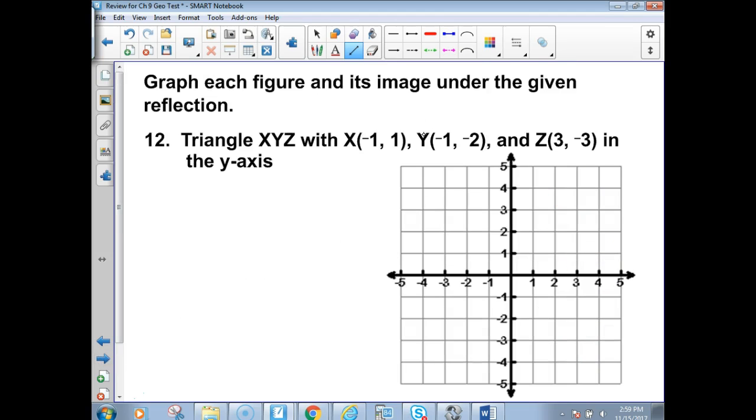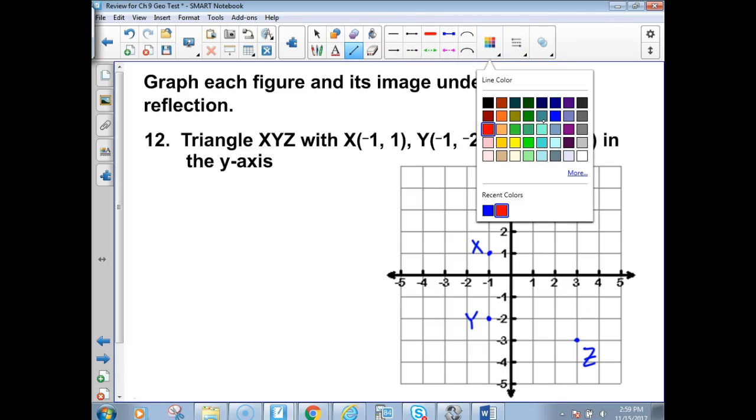Okay, so next we're going to start plotting again. I'll go back and get a blue pen. All right, negative 1, 1 is left 1, up 1, label it X. Negative 1, negative 2, label it Y. Left 1, down 2. V is at 3, negative 3, that's right 3, down 3. Draw the triangle that they would create.